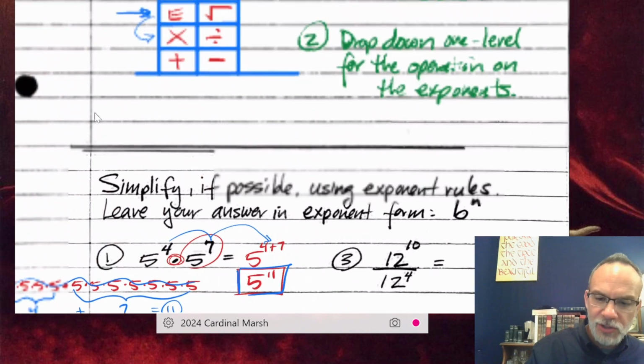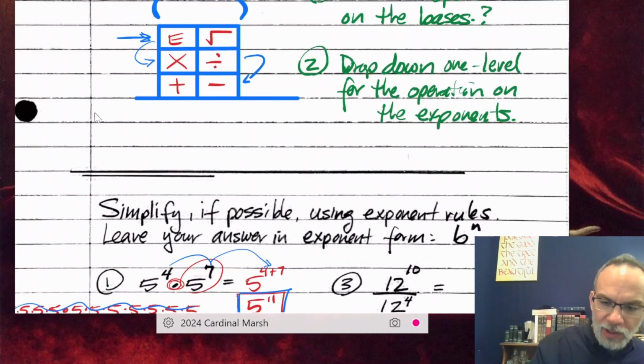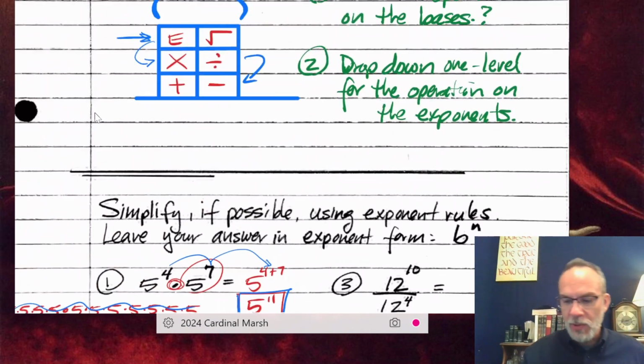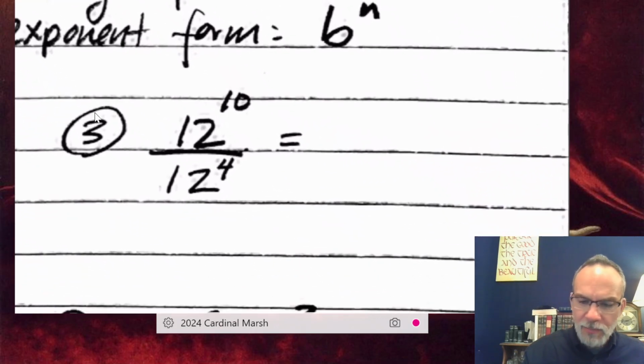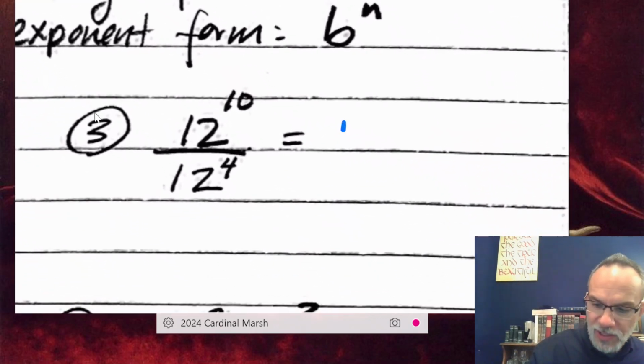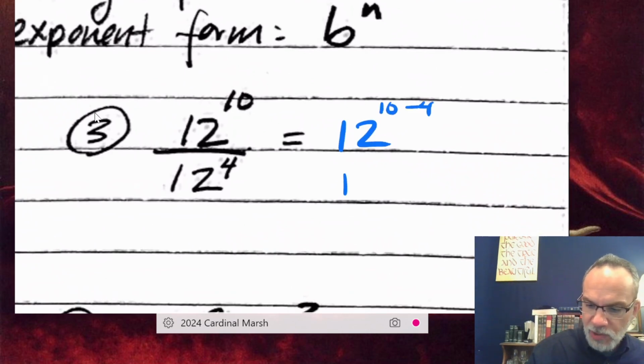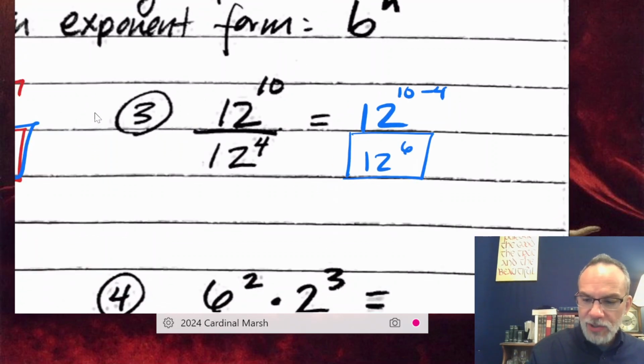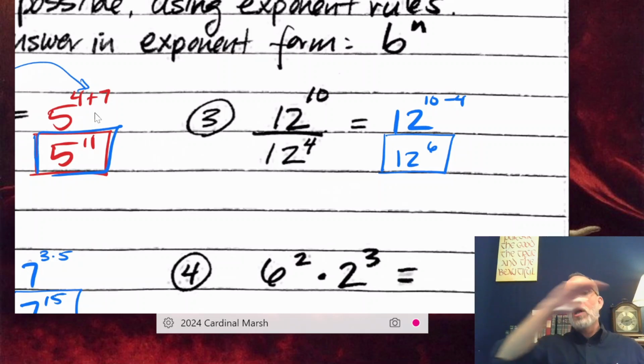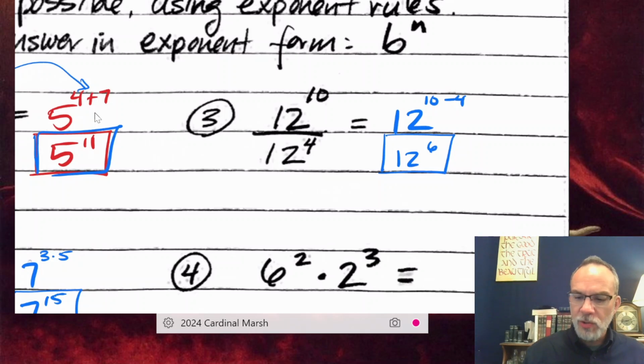Well, you're going to start up at division, and then you're going to drop down one level, and that says subtract the exponents. Now, it's always the numerator exponent minus the denominator exponent. So you keep the same base, and you say 10 minus 4, and that answer would be 12 to the 6th. And if you wanted to, you could write yourself a fraction with 10 12s all lined up on top of the numerator, and then 4 12s in the denominator, and then cancel them one to one, and you'd have 6 left over on top. Okay, so when you're dividing the bases, you subtract the exponents.